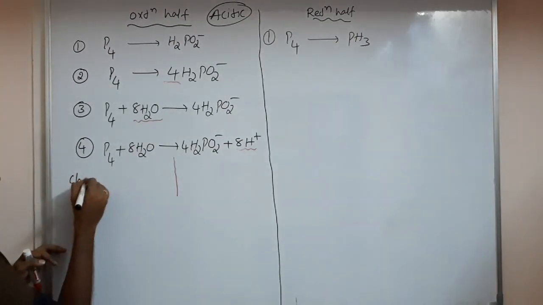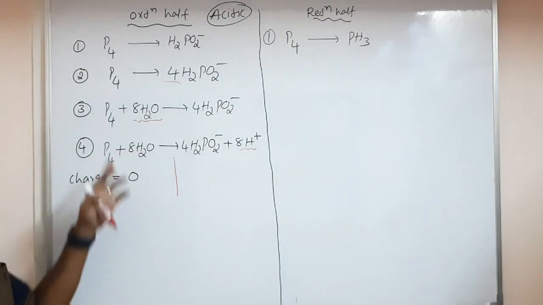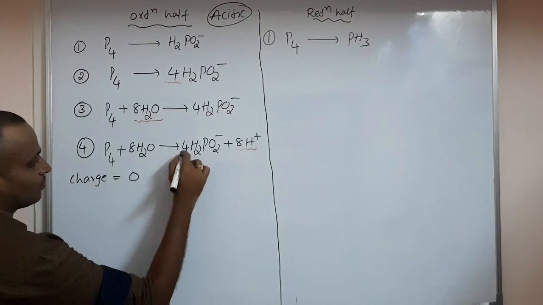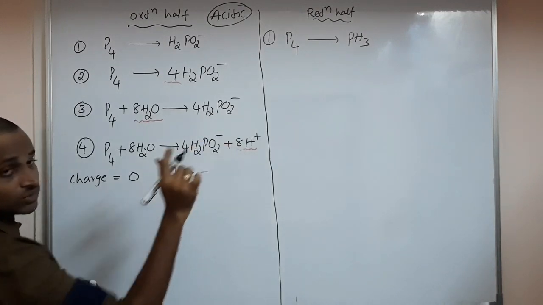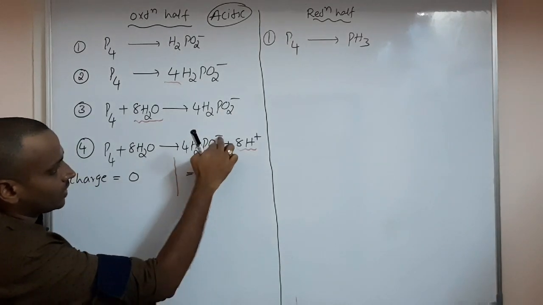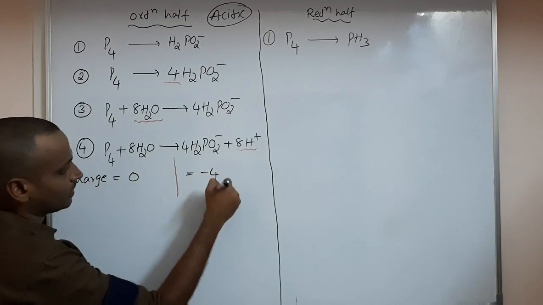Now come to charge. What is the charge on the reactant side? 0, blindly, because there is no charge on top. Here I have charge 4 into minus 1. Don't take minus 1 directly. Please remember this: whatever number you have, you have to multiply that number with this charge. So minus means minus 1, 4 into minus 1 is minus 4.